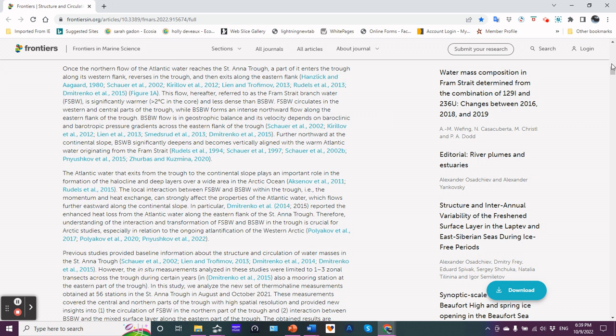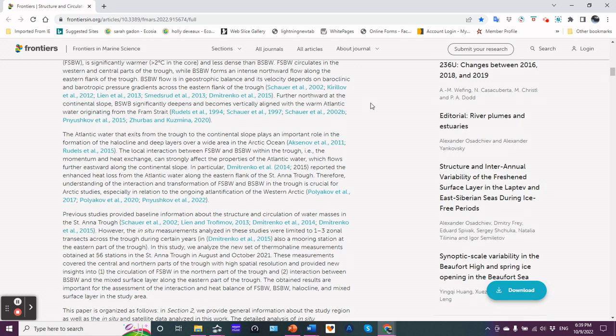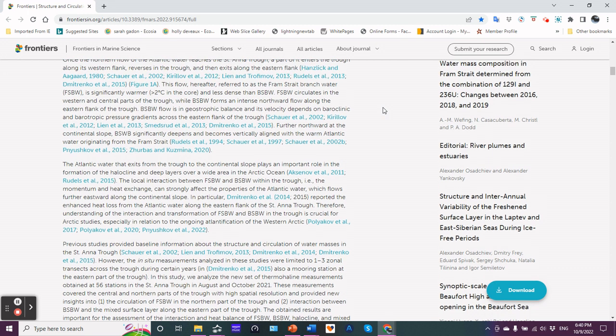And we just looked at that here, right? It goes right like that. And there's that little cyclonic aspect. Further northward at the continental slope, the Barents Sea branch water, a little dyslexic there, significantly deepens and becomes vertically aligned with the warm Atlantic water originating from the Fram Strait. Now, there's one other thing.